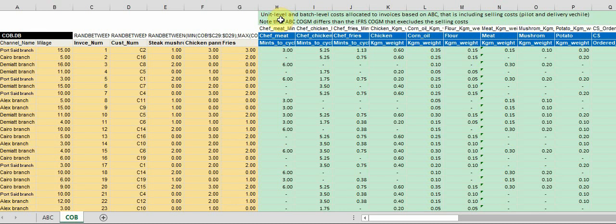Note, as per IFRS, the International Financial Reporting Standard, selling costs are excluded from cost of goods manufacturing calculations. But as per activity-based costing methodology, unit level and batch level costs are in cost of goods manufacturing calculation, even if they are selling costs. That is one of the obvious differences between managerial accounting and financial accounting.